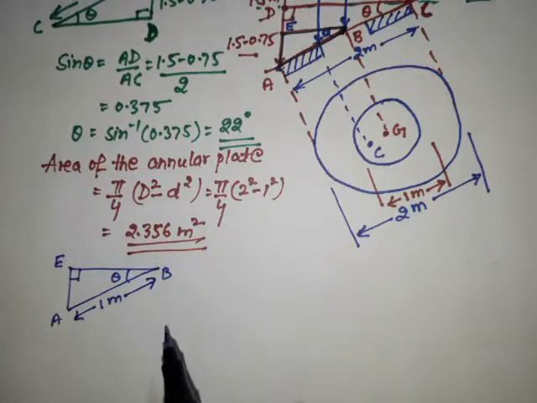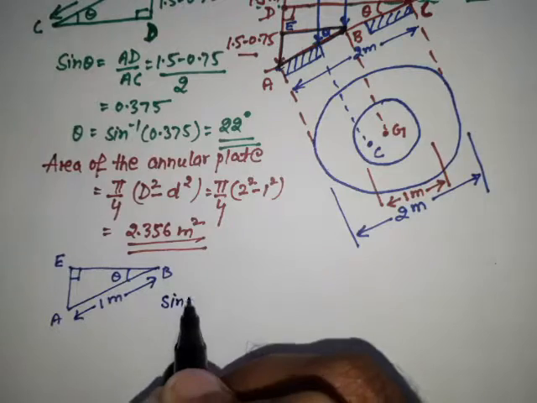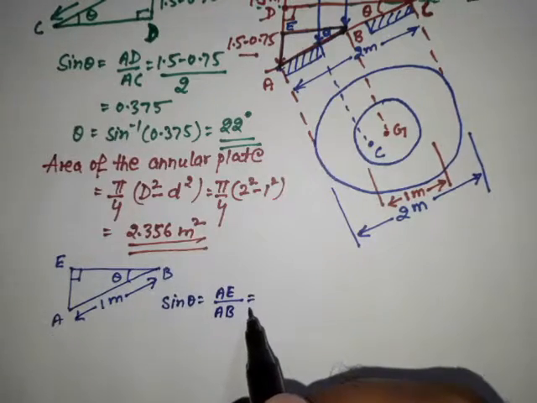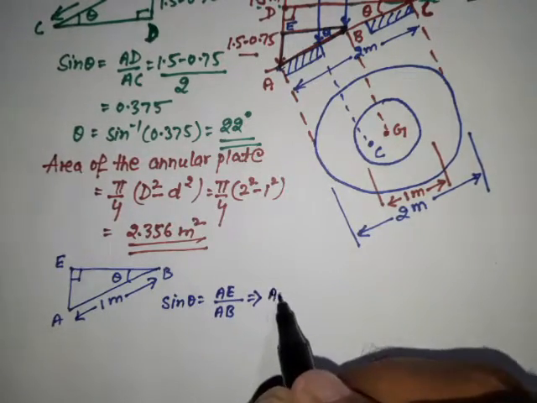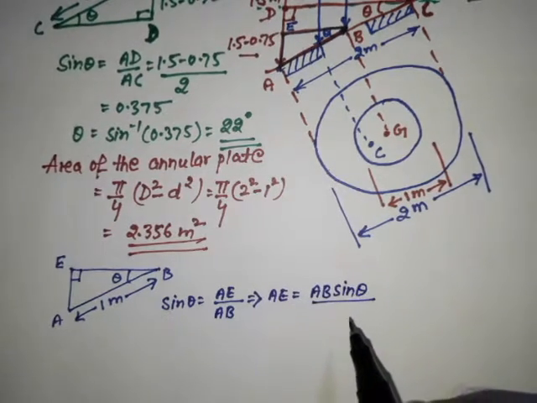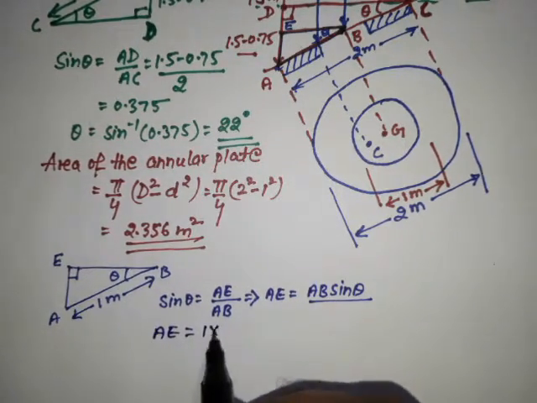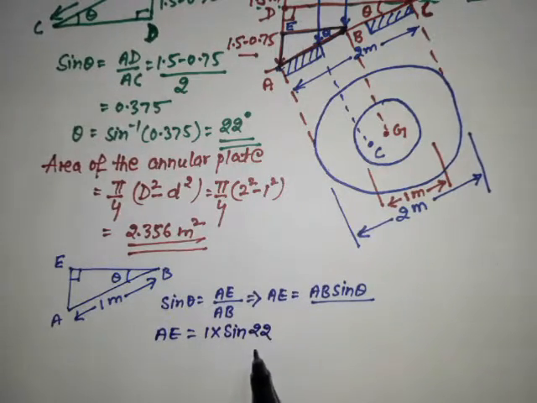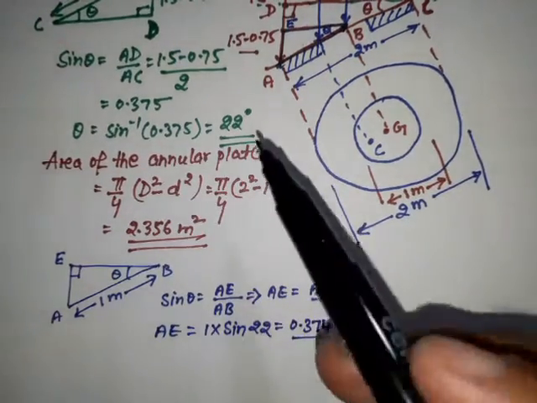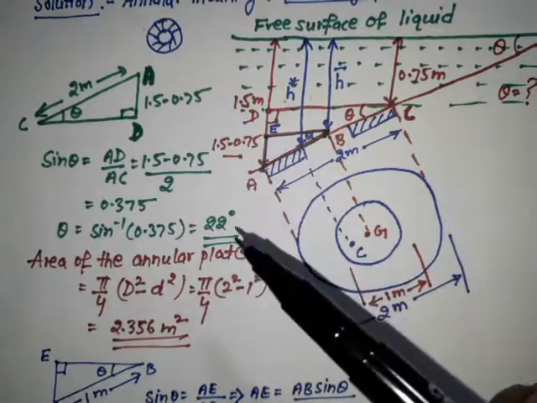So from this triangle I can get the value of AE. Here in this triangle, sine theta is equal to AE upon AB, and from here AE is equal to AB sine theta, and AB is equal to 1 into sine 22, theta is 22, so that is equal to 0.374. Here AE equal to 0.374.